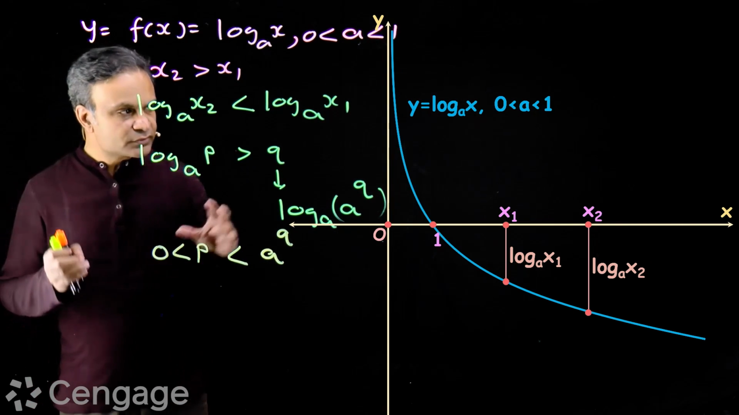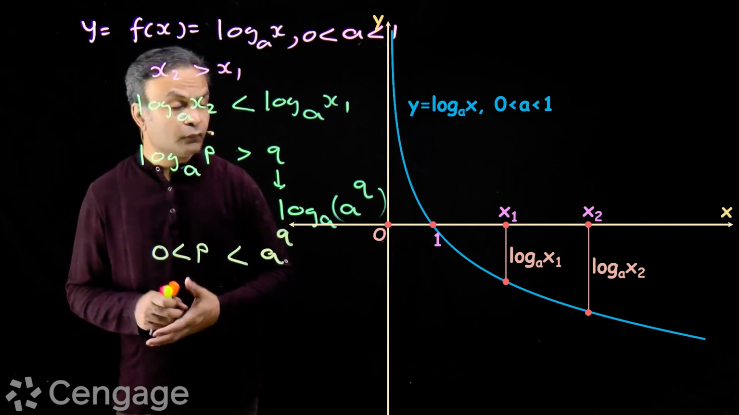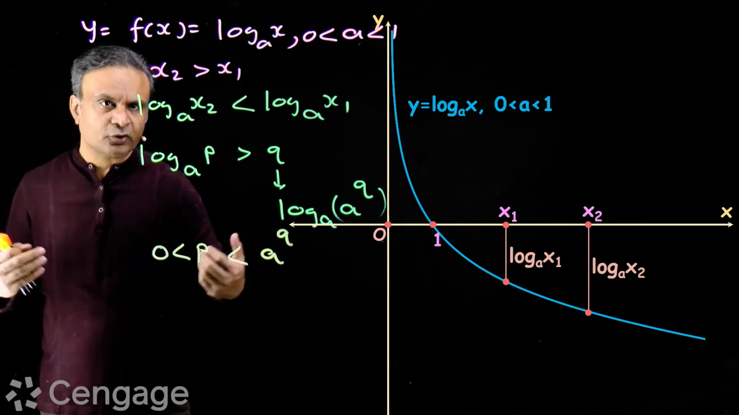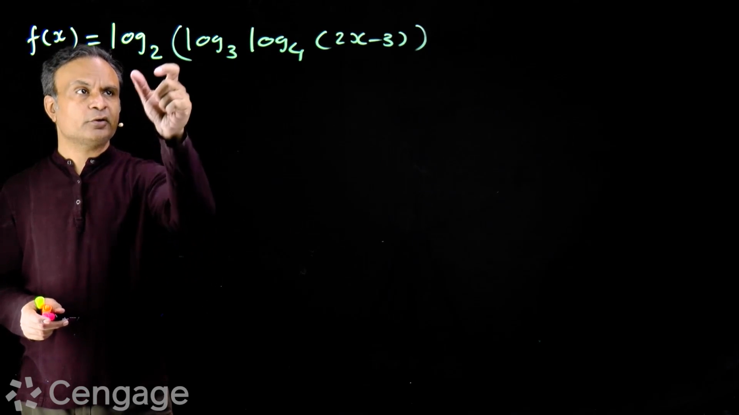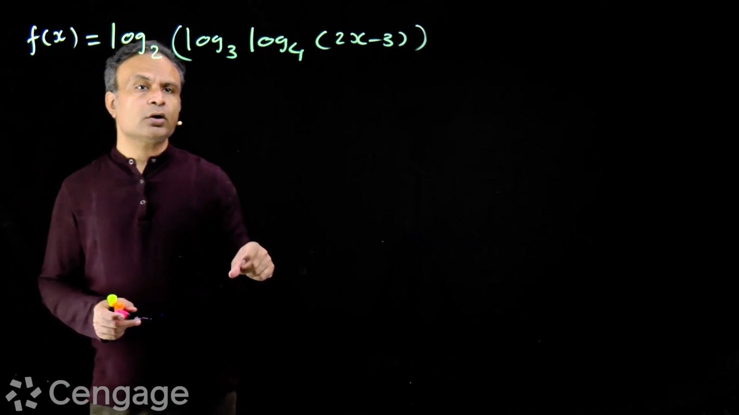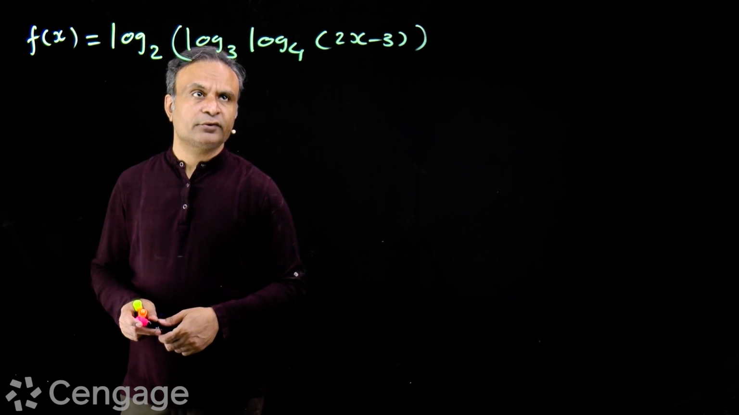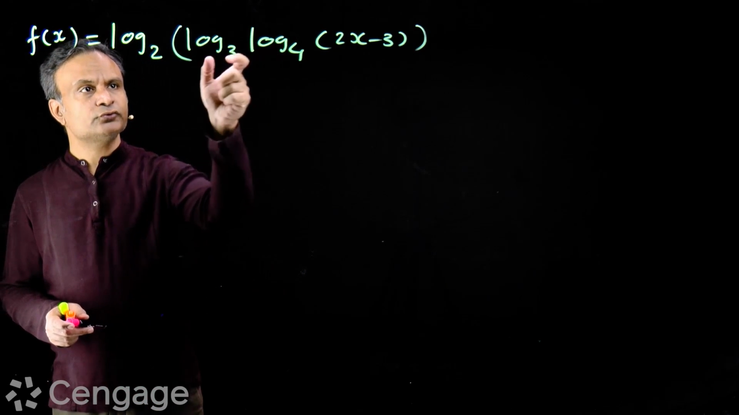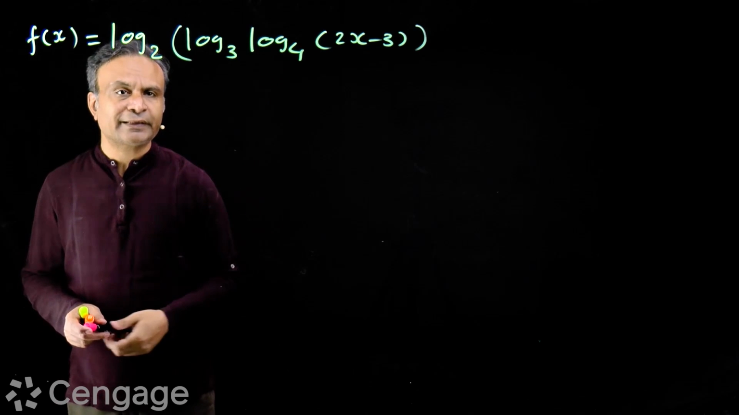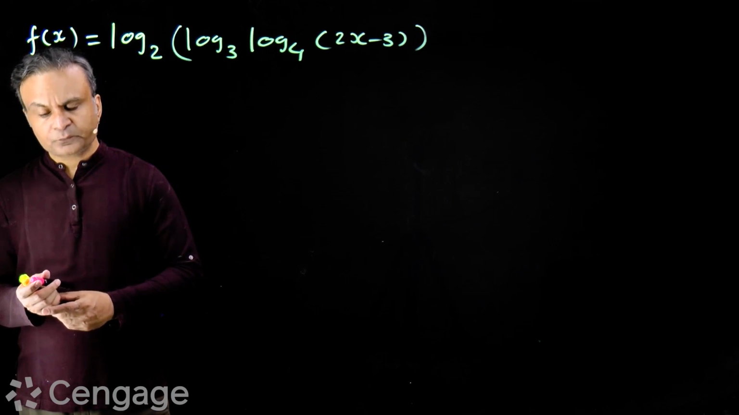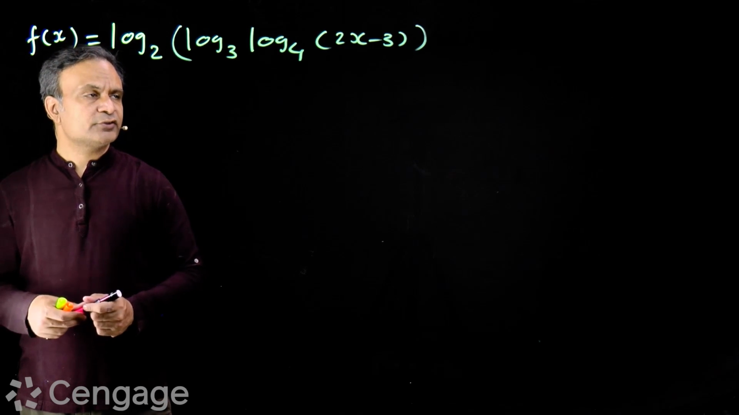Now let's use these inequalities to find domain of functions in which logarithmic functions are involved. Let's find domain of this function. f(x) is log of 2x minus 3. We have bases of log 4, 3 and 2, starting from the inner log. क्या होगा starting point? कैसे start करें क्वेश्चन को?